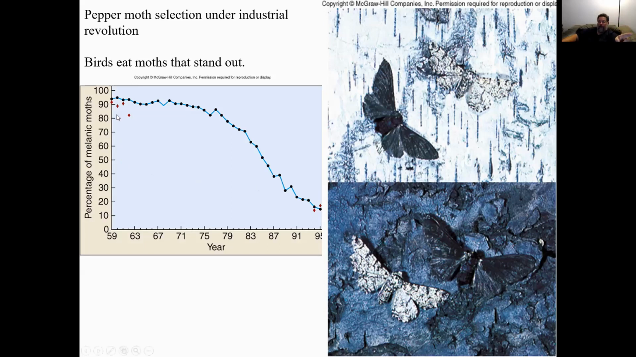So after 50 or 60 years, the peppered moth population had shifted. It went from being predominantly made up of white colored moths to being primarily made up of dark colored moths. So again, here's an example of selection taking place over the course of 40 or 50 years.